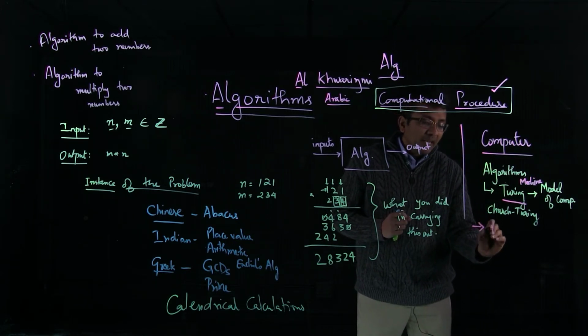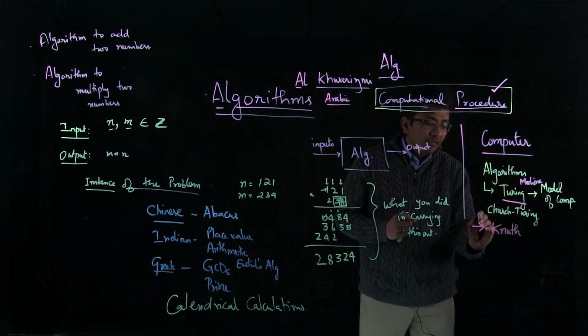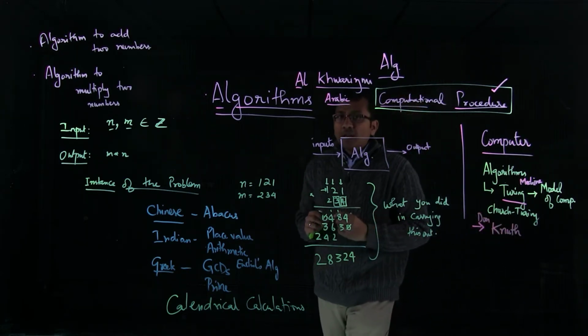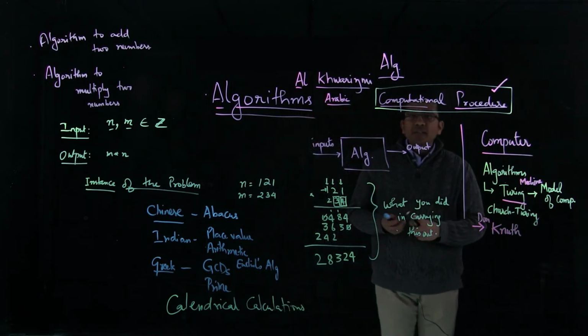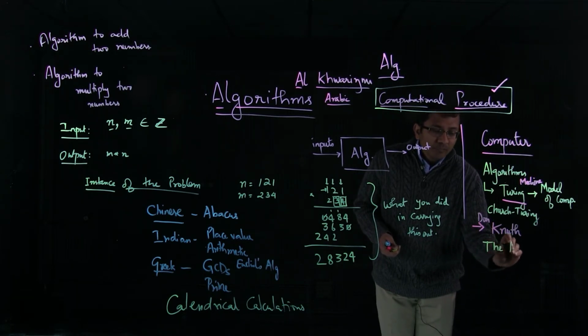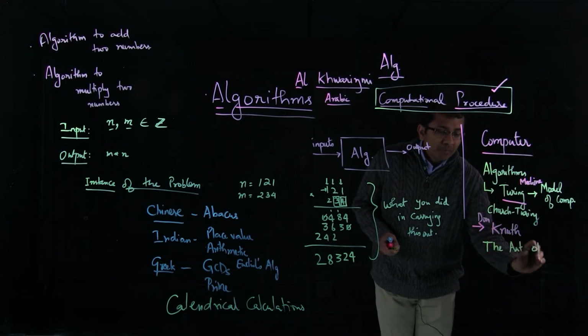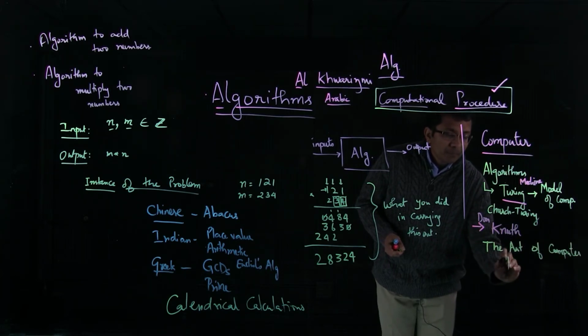Another big name that I have to mention in this context is that of Don Knuth. All right, and Don Knuth, in my opinion, was very, very instrumental in the study of modern algorithms. He wrote this famous book called The Art of Computer Programming.